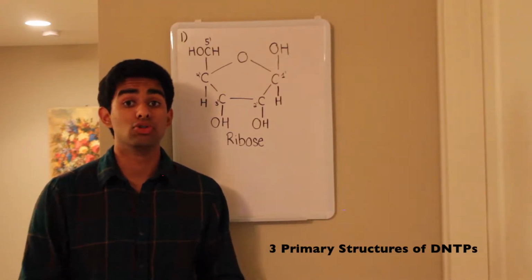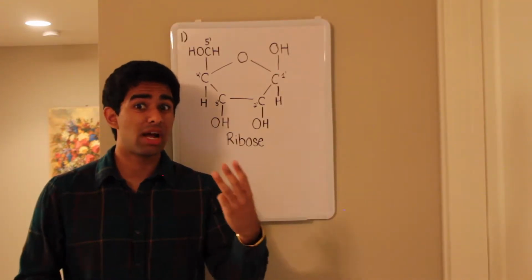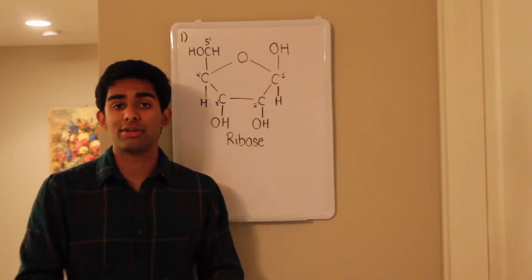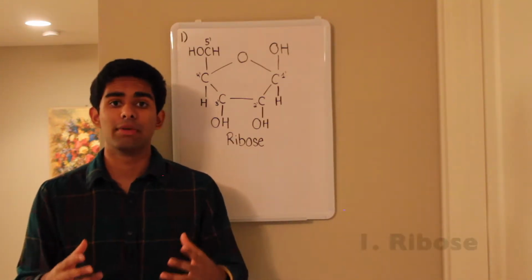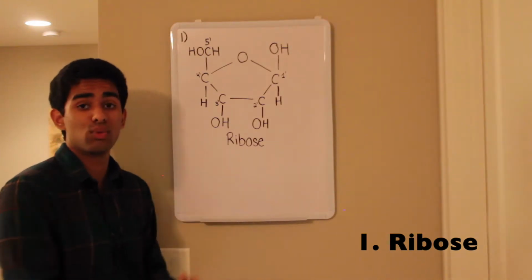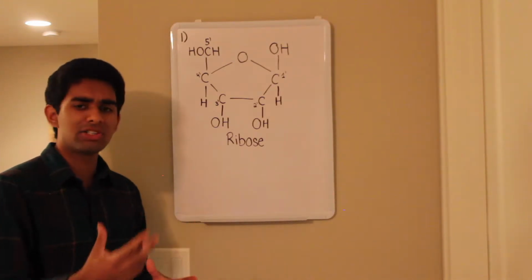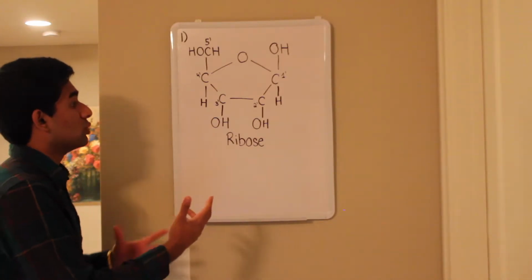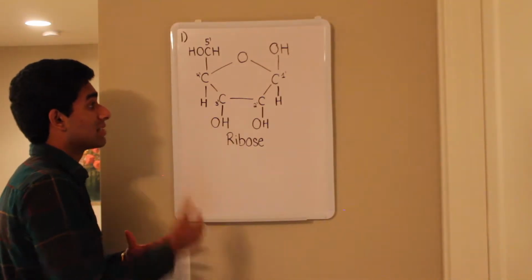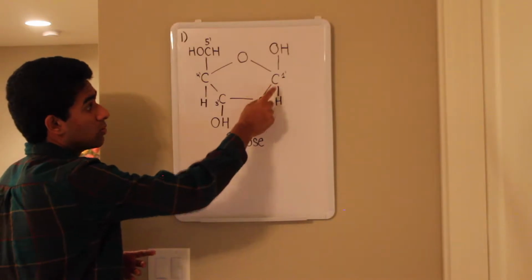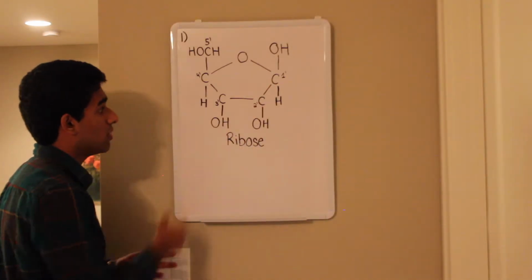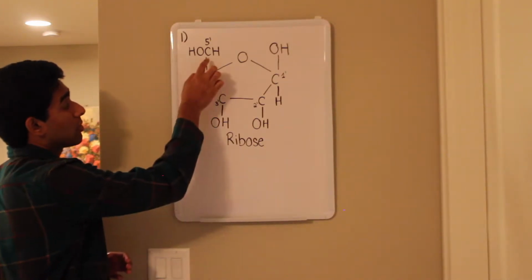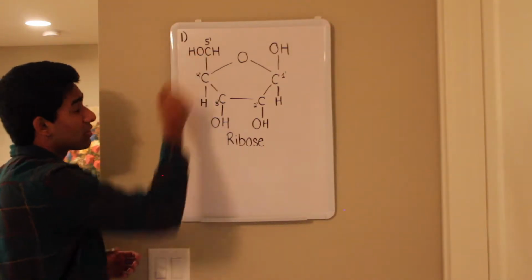These deoxyribonucleotides are built from three primary structures. The first being a monosaccharide, or simple sugar, called ribose. Ribose is seen right here on the whiteboard, and it's important to understand the nomenclature going forward. What we actually do is label the carbons of ribose as such. This carbon being carbon 1, this carbon being carbon 2, this carbon being carbon 3, this carbon being carbon 4, and this carbon attached actually to carbon 4 is carbon 5.